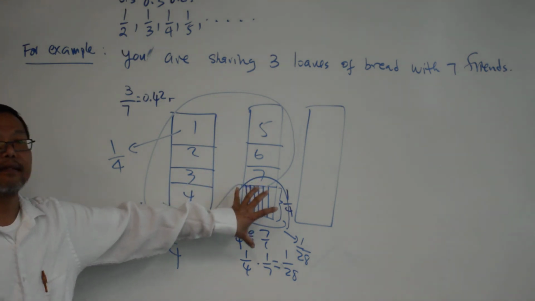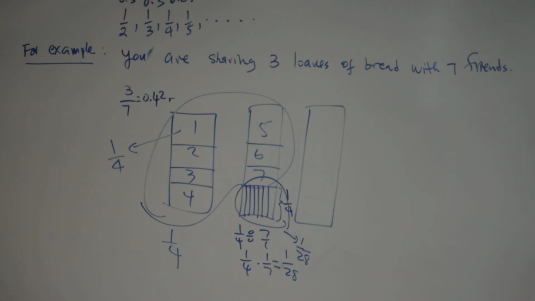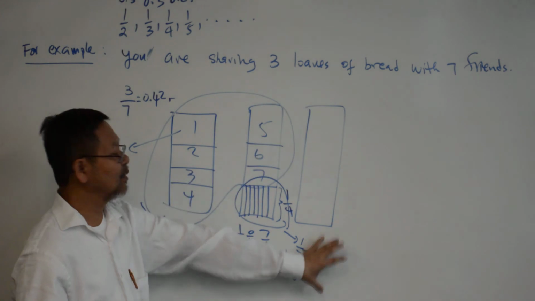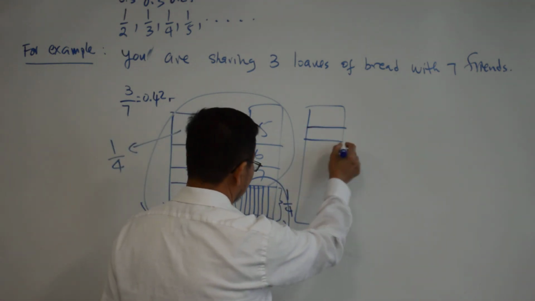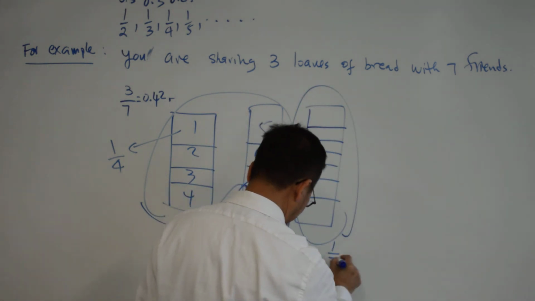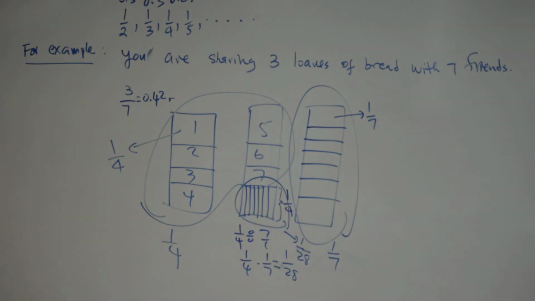That means everyone gets a 28th of a loaf, okay? Now you have 1 loaf left over. You want to share among your 7 friends. So in this case, what do you get for this part? 1/7. Good. You divide into 7 parts. 1, 2, 3, 4, 5, 6. So everyone gets a 1/7. So this is 1 over 7. And help me out to write it as unit fractions.